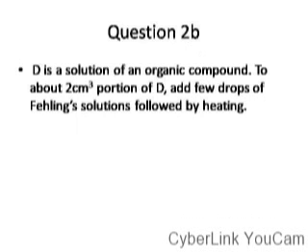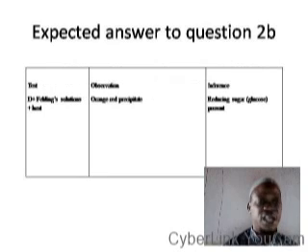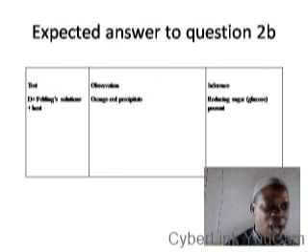Now, question 2b. To about 2 cubic centimeter portion of the solution of an organic compound, add a few drops of Fehling's solution, followed by heating. So now you have an organic salt, you have to carry out a test on it. The same procedure: tabulate and record your observation and inference. Now you are asked to add Fehling's solution, then heat. That means D plus Fehling's solution plus heat.